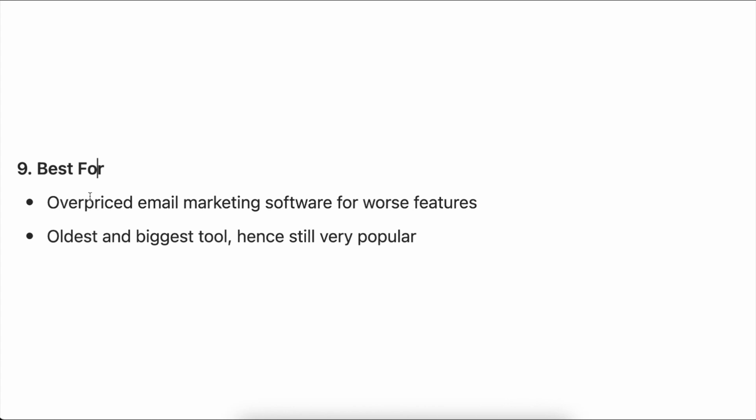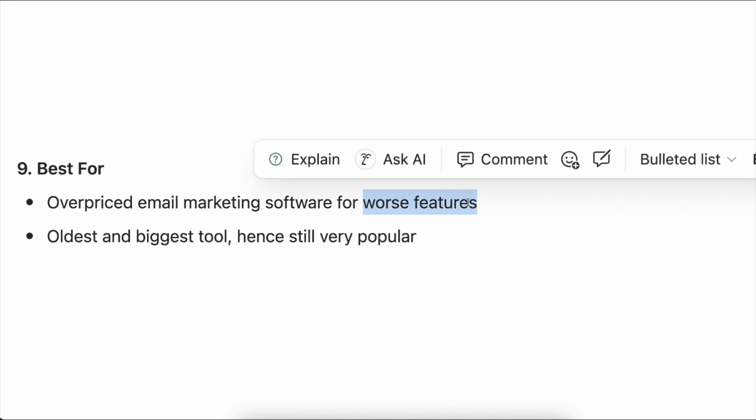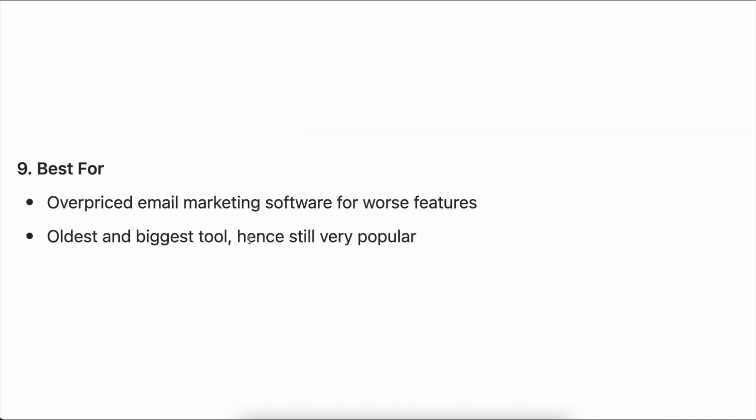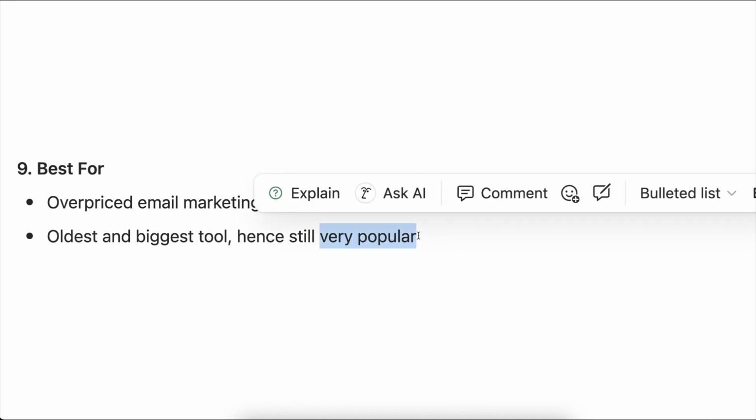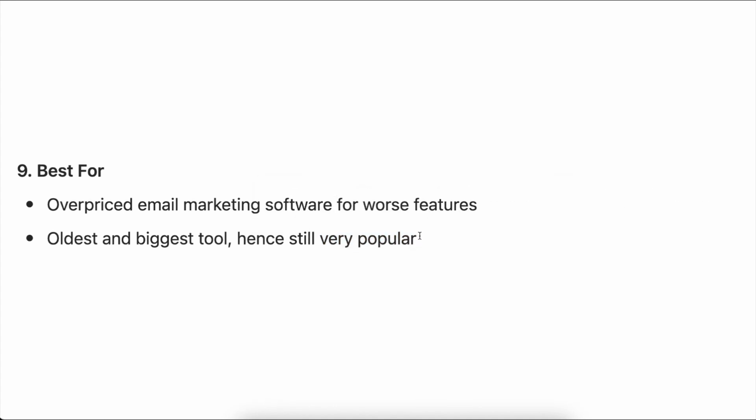Honestly, I really don't understand why people use Mailchimp. For me, compared to all of the other email marketing software, it's way overpriced and it's actually more expensive and gives you worse features than other email marketing software. So I don't understand. I think it's just the oldest and the biggest tool, hence it's still very popular, because a lot of people have heard of Mailchimp and they just sign up for it. But honestly, there are other tools that are much better and much cheaper.